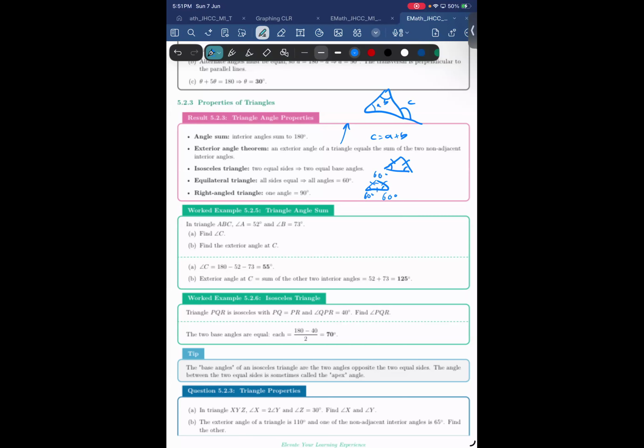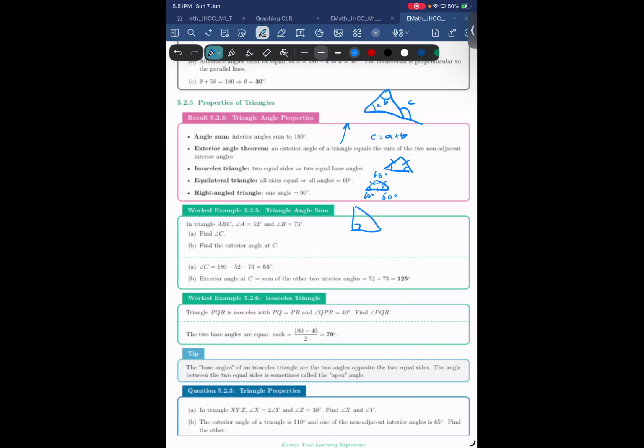And then of course right angle triangle, you all know what that means already, right? 90 degrees. This one is jumping ahead to some of the later chapters, next module, the Pythagoras theorem, trigo. Right angle triangle means you can use Pythagoras theorem, you can use the trigo ratios to solve it.